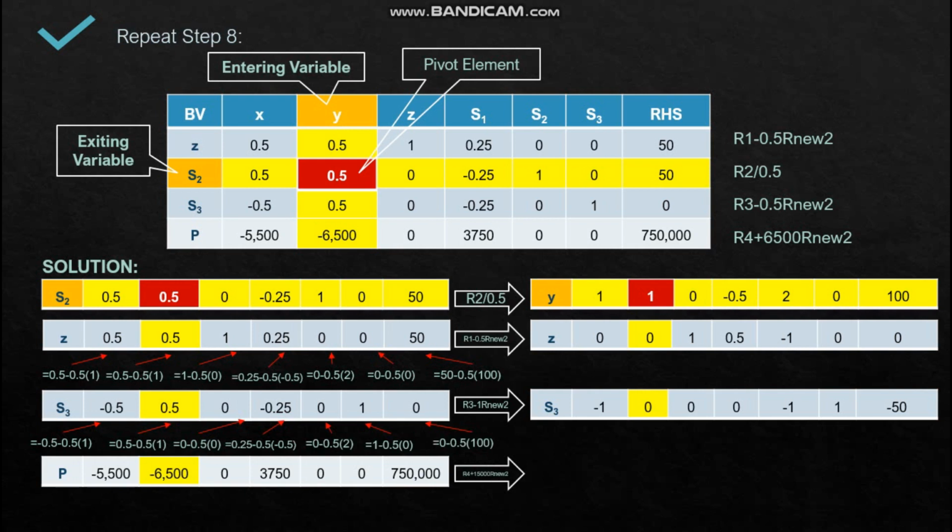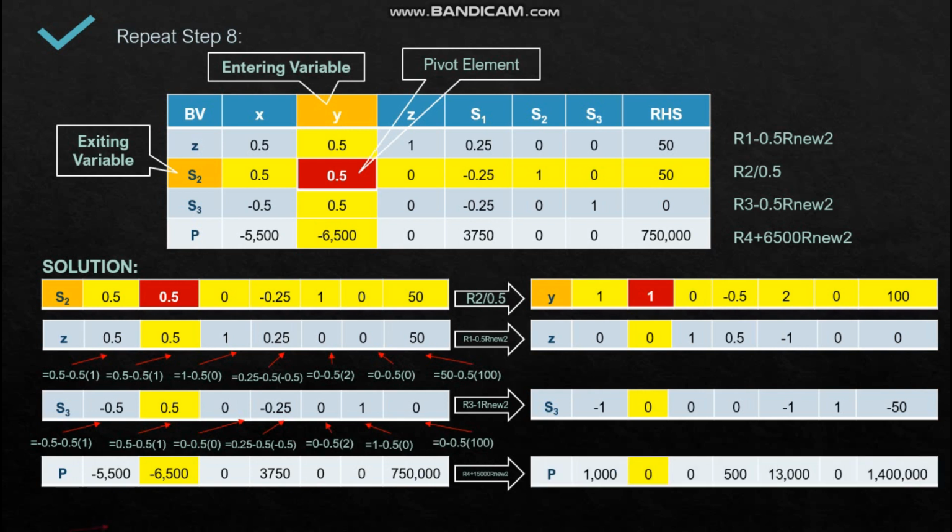The following rows all go through the same process, so we will not go through all of them.